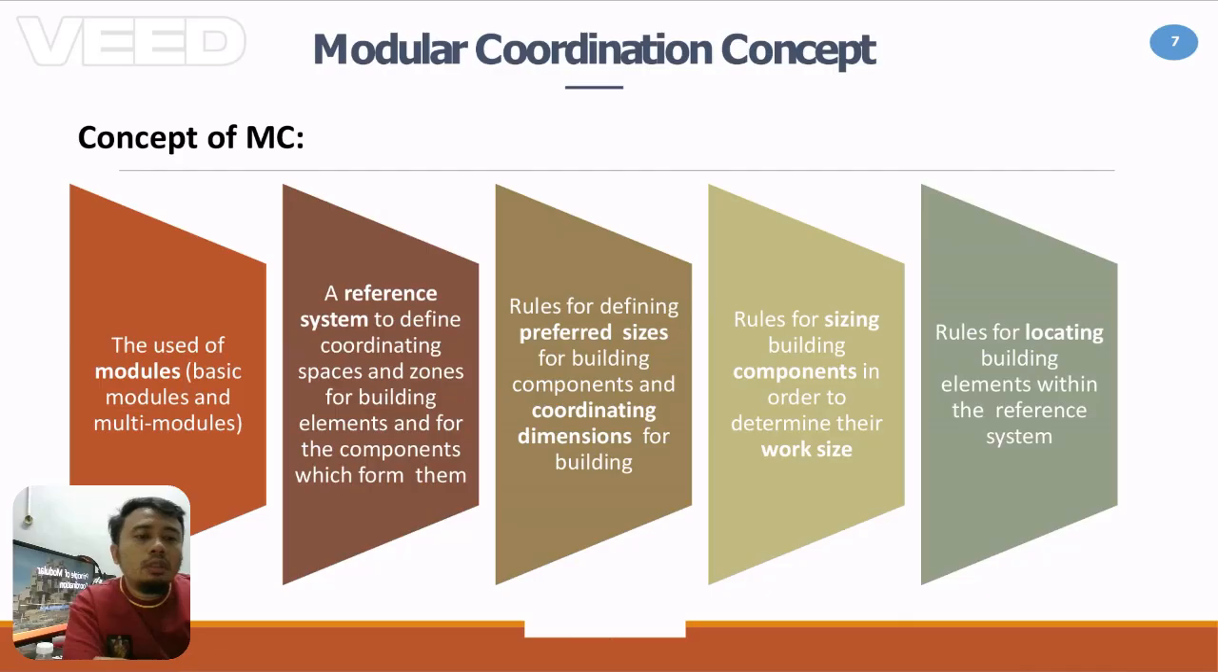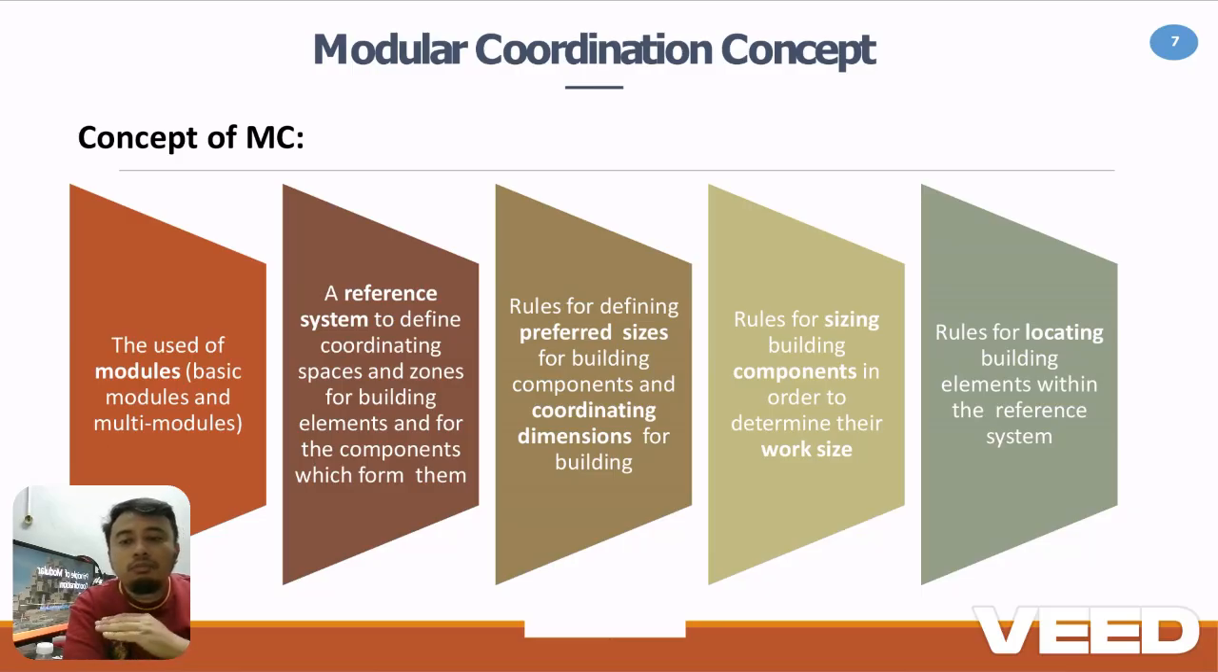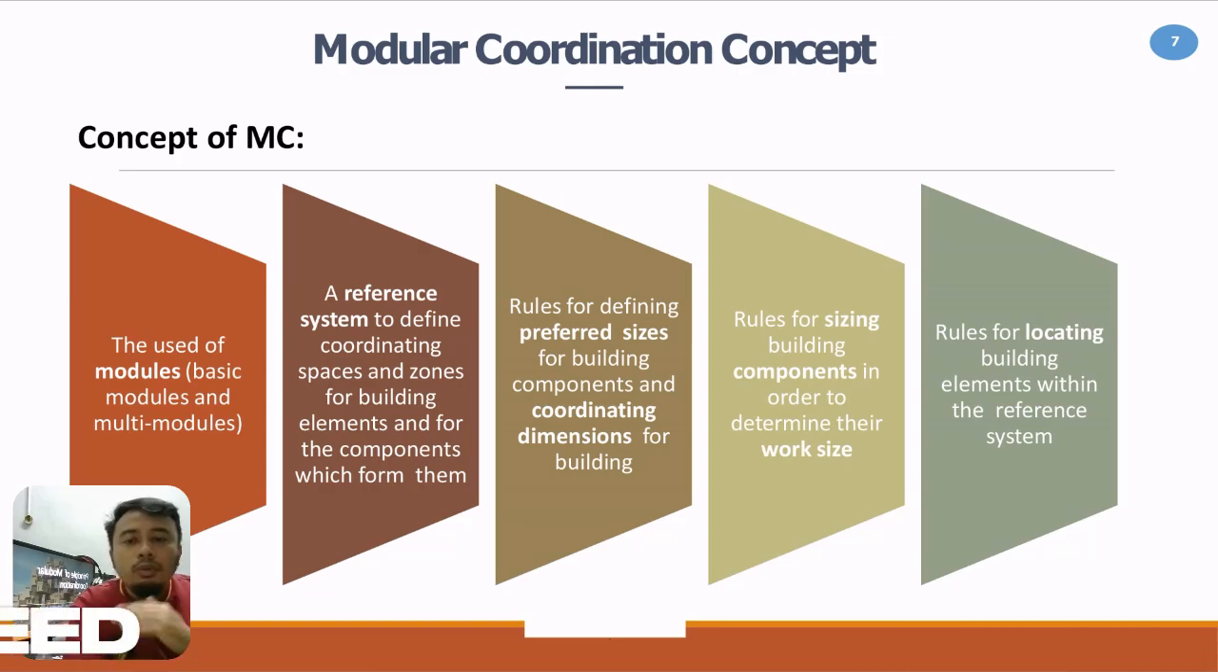But all in all, what are the core rules of modular coordination? So first, the use of modules, the basic modules and multi-modules, is the main component of modular coordination. There's a module and then there's a reference system. So reference system defines the coordinating spaces and zones for the building elements and for the components which form them. For example, you have floor to ceiling. So floor and ceiling is the reference system. So floor to ceiling is, for example, 20 m. So that is the coordination based on the reference system.